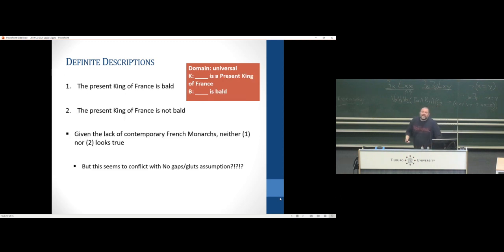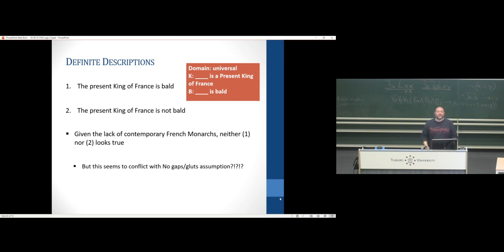So one other really neat upshot of this machinery is that we avoid something kind of weird. So take sentence 1, the present king of France is bald. And sentence 2, the present king of France is not bald. Well, given that there are no French monarchs, rather infamously, anymore, right, it looks like neither 1 nor 2 are true. If we round up the bald men, right, then the present king of France is not going to be there. Similarly, if we round up all the hirsute men, that is, the non-bald ones, he ain't going to be there either.